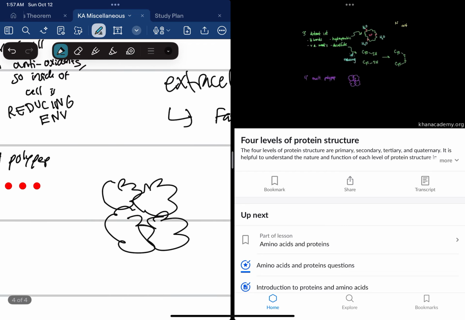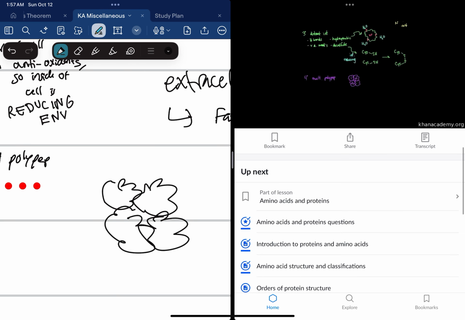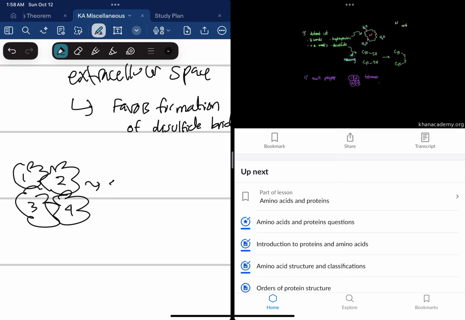And within the completed protein structure, each individual polypeptide is termed a subunit. Since this protein has 4 subunits, it is called a tetramer. And so if I were to have 2 subunits, it would be called a dimer, 3 would be called a trimer, and then anything above 4 is called a multimer.